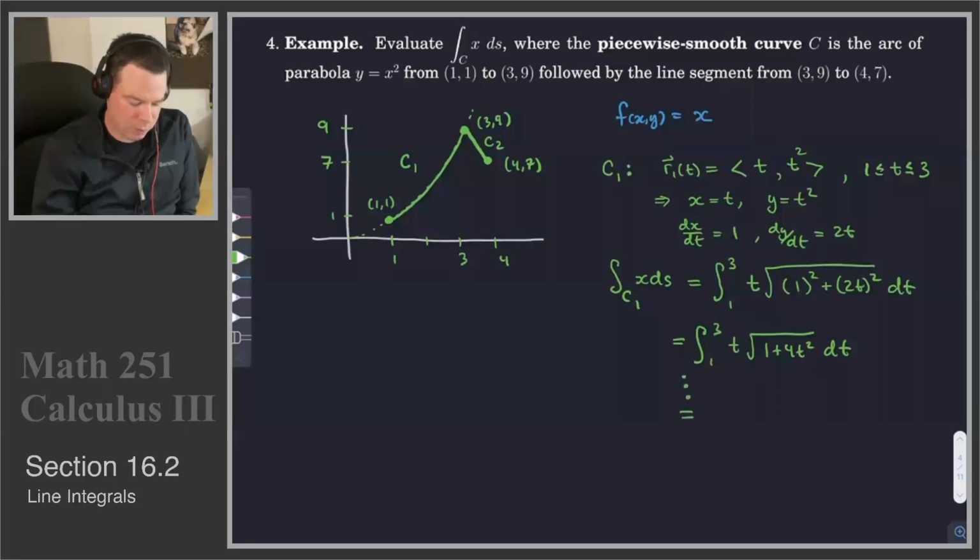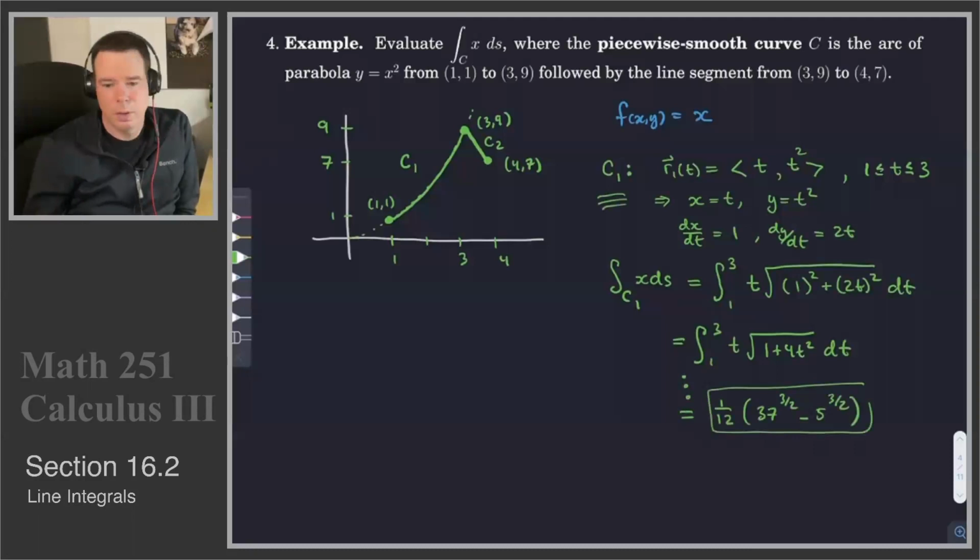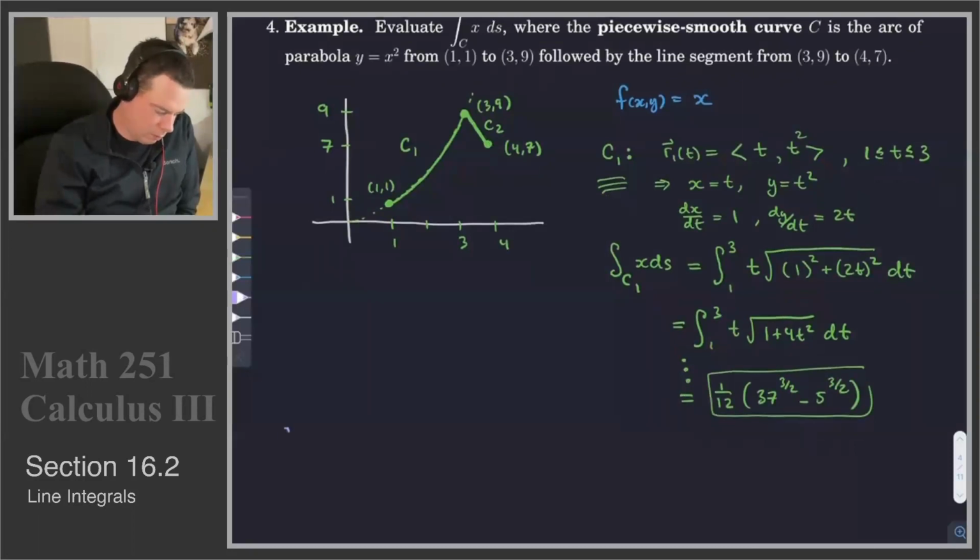So I'll spare the details of actually doing the calculation of this integral. We get a value of 1/12 times 37 to the 3/2 minus 5 to the 3/2. So that's our first curve, C1. Then we've got a second curve that we still have to work out the integral along.